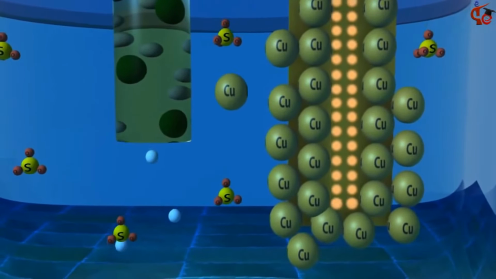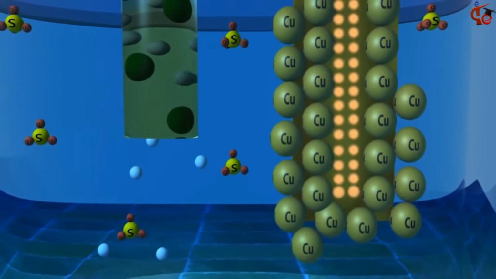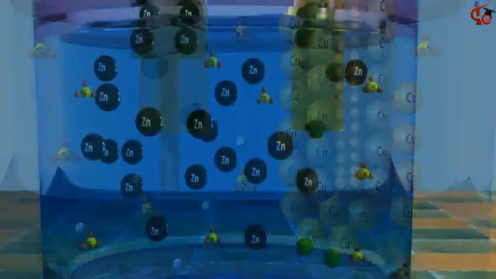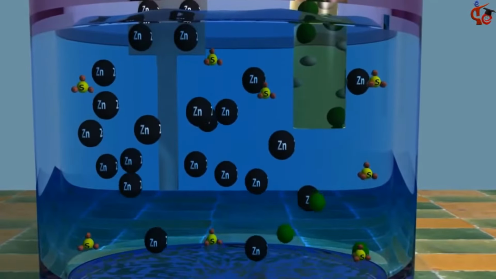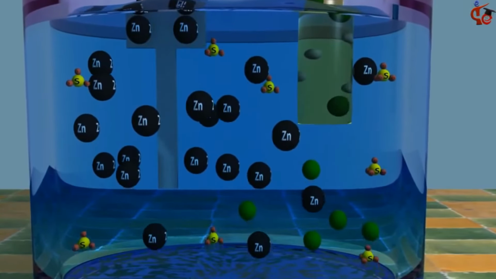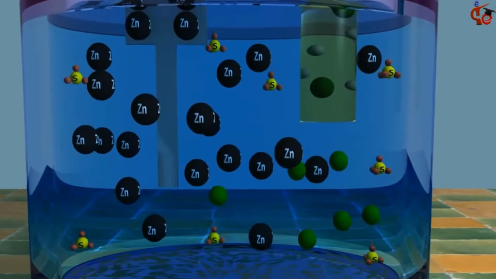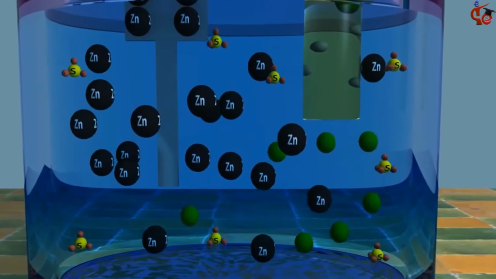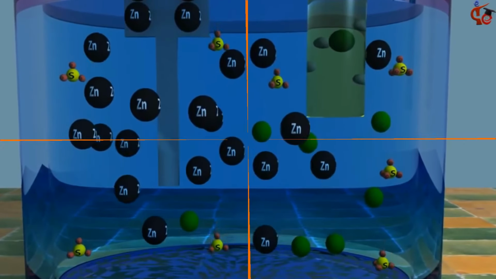Positive sodium ions migrate into the copper sulfate solution from the salt bridge, while negative chloride ions migrate from the salt bridge to the zinc solution and maintain neutrality of the solutions. The reaction stops when the zinc bar or copper ions are depleted.